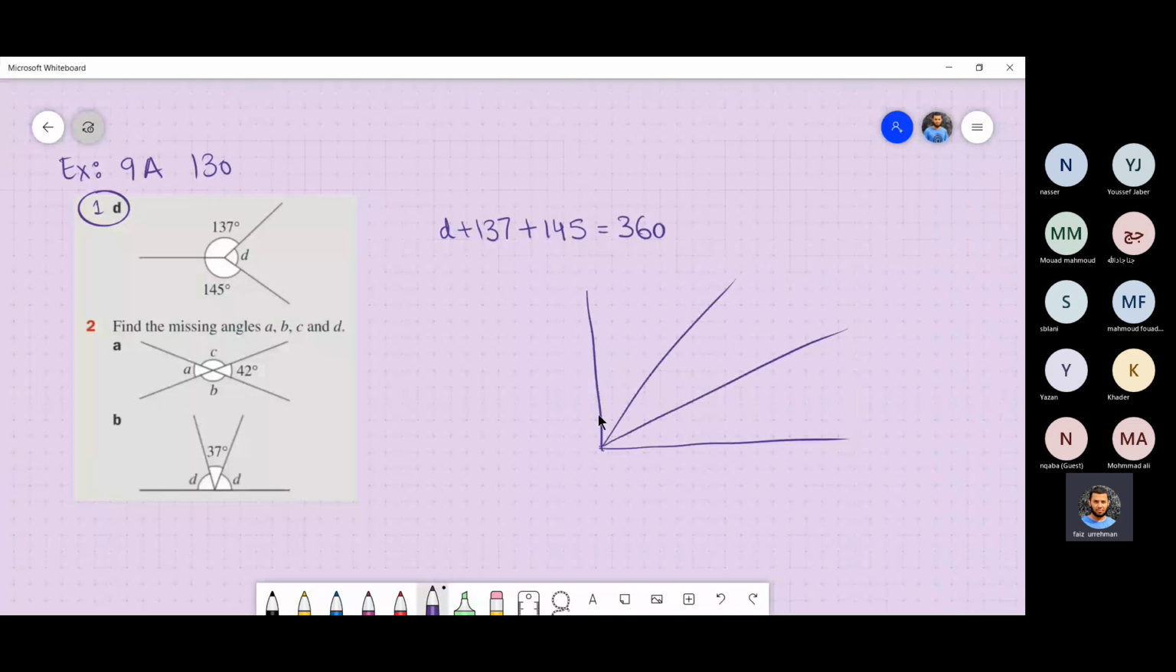If this is a 90 degree angle and I am cutting it into 3 angles, and I add all the 3 angles, what should I get? 90. That's the answer, and no one is speaking.